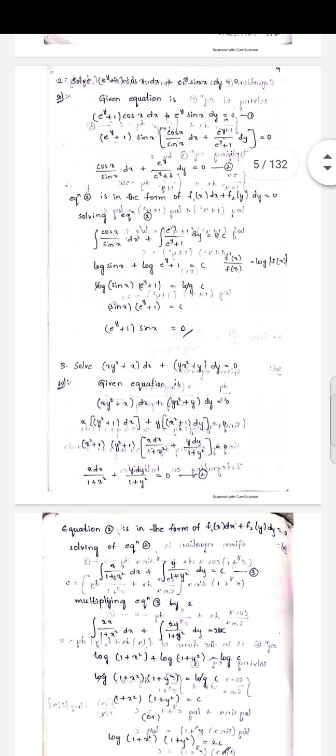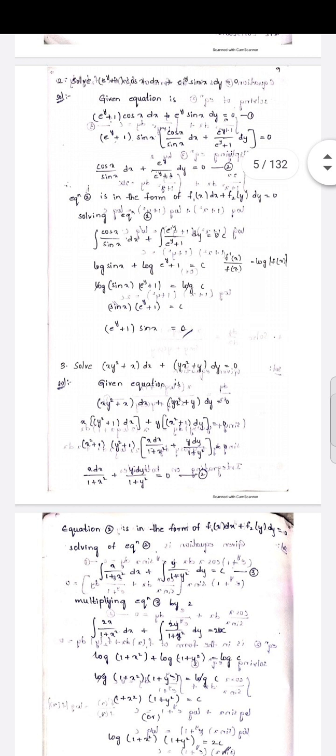e^y + 1 and sin x are common factors, so we take e^y + 1 times sin x out. What remains is (cos x / sin x) dx + ((e^y − 1)/(e^y + 1)) dy = 0. Simplifying, (cos x / sin x) dx + (e^y / (e^y + 1)) dy = 0. This is equation 2. Equation 2 is in the form f1(x) dx + f2(y) dy = 0.